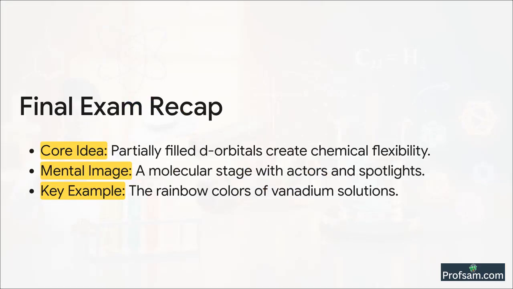So for your final exam preparation, let's just recap the 3 most important points from this entire explainer. 1. The core idea is that partially filled d orbitals create chemical flexibility. 2. Your mental image should be the molecular stage with electron actors jumping between the d orbital spotlights. And 3. The key example to remember is the vanadium rainbow, which is visible proof of this flexibility in action.